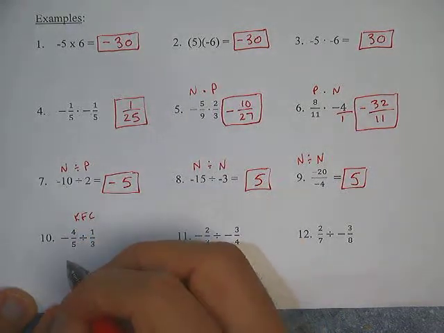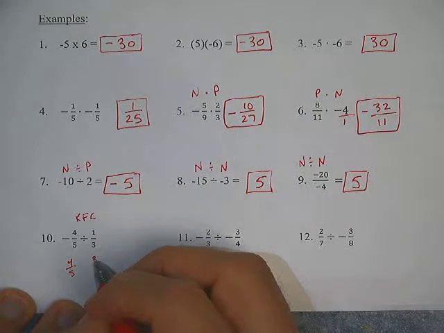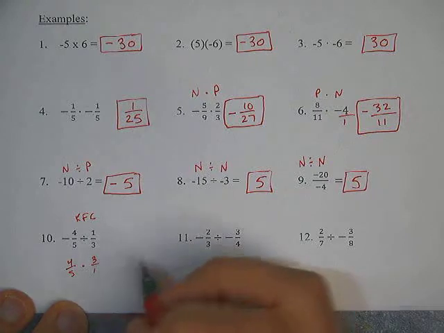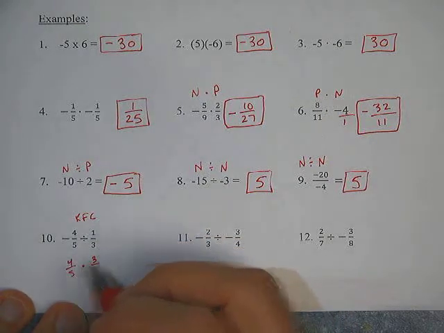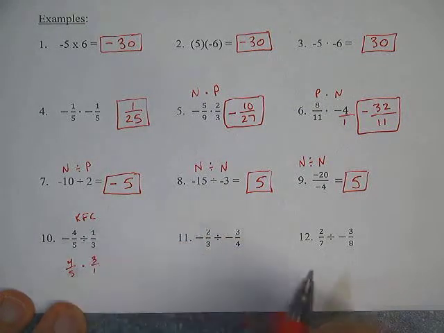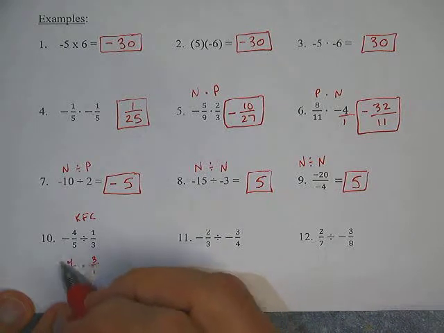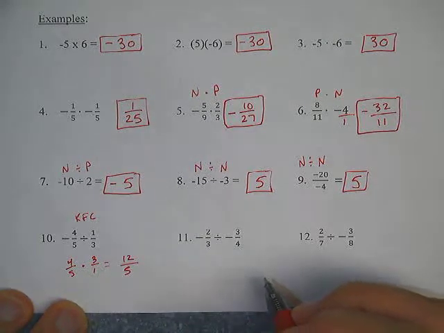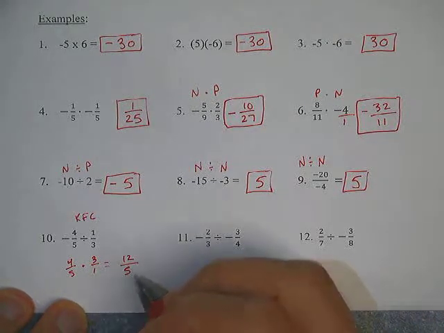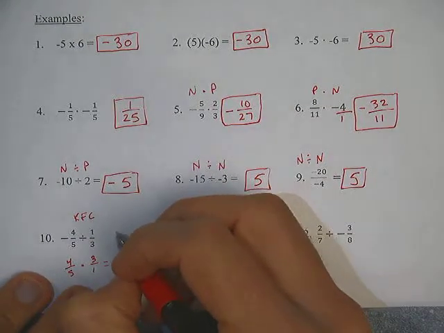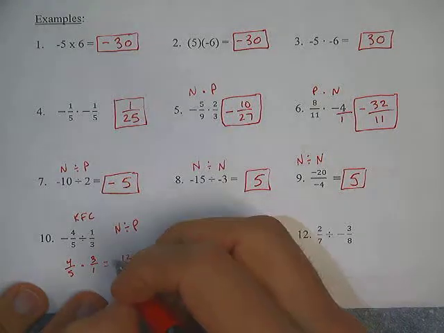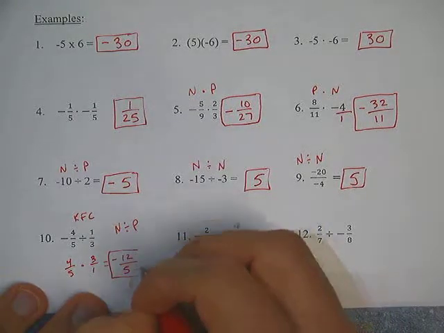Now, number 10. Division. Well, let's not forget, whenever we divide, we need to KFC. So let's do that first. Keep, flip, change. Okay, if you want to bring down the negatives now, you can. But really, I just want you to worry about the numbers right now. We'll go back and look at the original. For now, I don't care that the negative goes here. I just want you to do 4 times 3 and get 12, and 5 times 1 and get 5. And there's my answer.